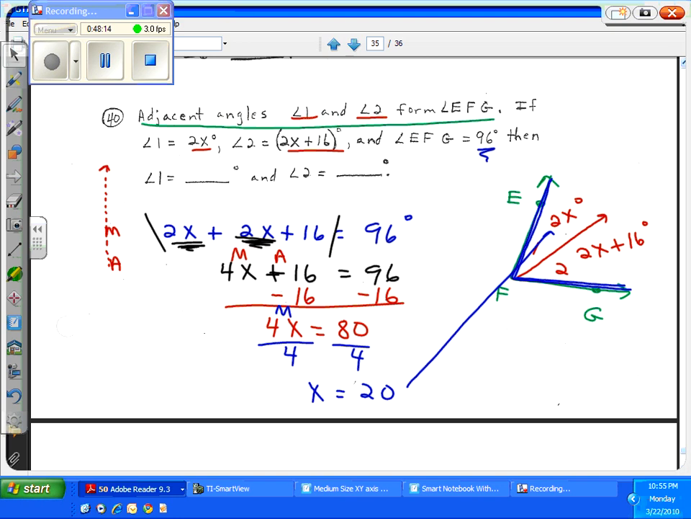Now the question is, what's angle 1 and 2? So we would have to take the 20 and plug it in. So angle 1 would be 2 times 20 degrees, which is 40 degrees. And angle 2 would be 2 times 20 plus 16, which would be 40 plus 16, which is 56 degrees. So angle 1 is 40 degrees, and angle 2 is 56 degrees. Any questions on that?